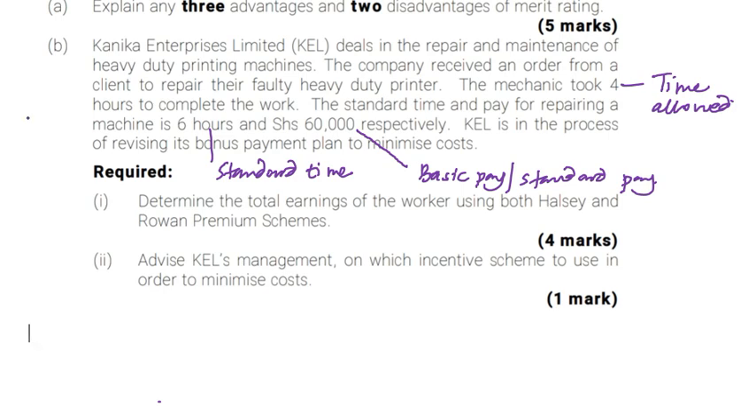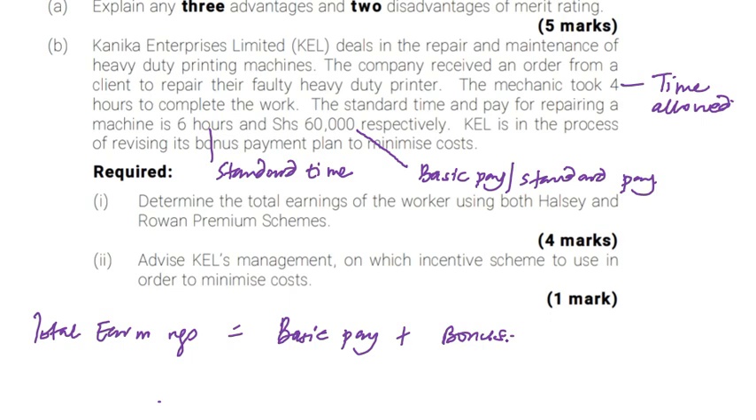If you compute total earnings of the worker, total earnings equal to what we call the basic pay plus the bonus. Basic pay plus the bonus. Now, the bonus will depend on the individual bonus scheme you're using. It can either be Halsey, it can be the Rowan premium. We have the Halsey, we have premium system, and many other systems. So that is the bonus.